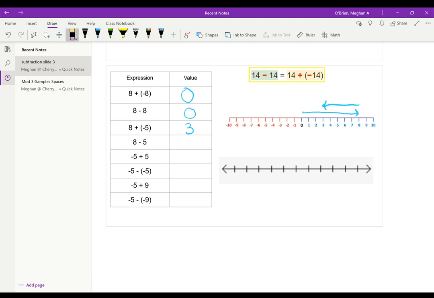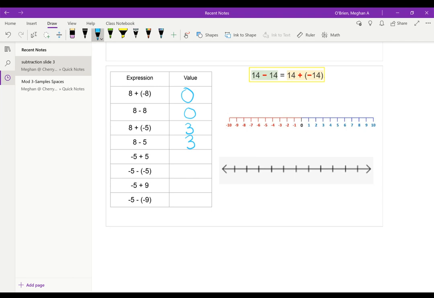8 minus 5. Well, I've been doing those problems for a little while now. If I have 8 cookies and I take away 5, I have 3. What do you notice between these two problems? 8 plus negative 5 is 3, just like 8 minus 5 is 3. Because they're the same, because subtraction is the same as adding the opposite.